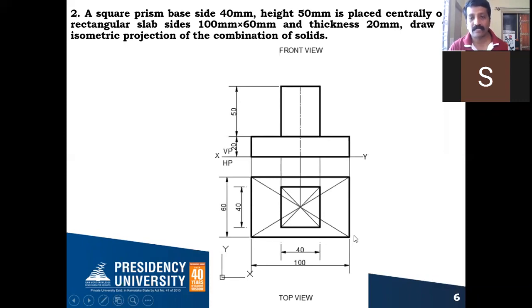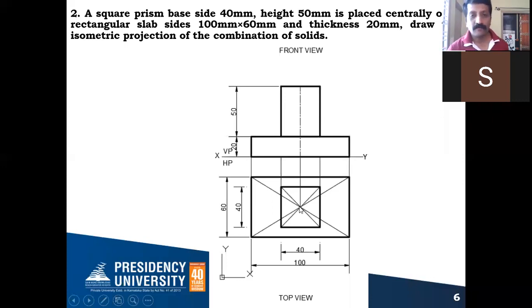So you can observe this cursor. Your rectangular slab looks like a rectangle of 100 by 60. You draw the outer rectangle first. Next, your square prism will look like a square in the top view. The center of the square prism and the center of the rectangular slab should be the same. How to do this? After drawing the outer rectangle 100 by 60, to find out the center, you draw the diagonals like this. So this is your center.